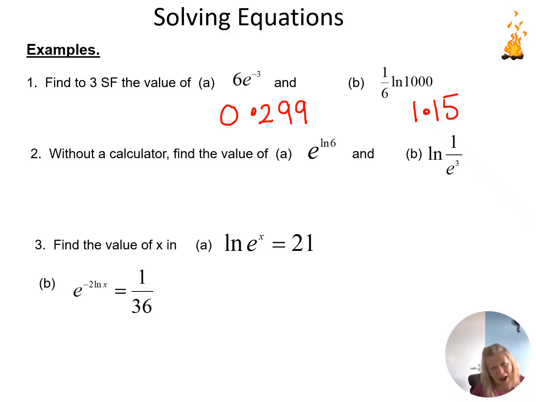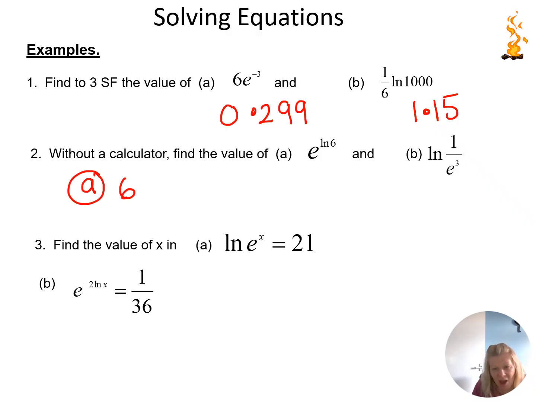Right, now, without a calculator, find the value of these. So I said E and ln are opposites of each other, like times and divide. So they cancel each other out. And for part A, the answer's just 6.